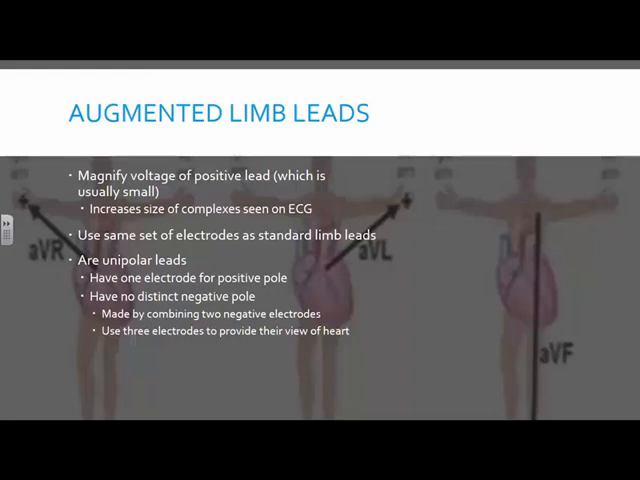Because they have a distinct negative and positive, right? They place on them, these leads are a negative and positive. Your augmented leads are considered unipolar leads. What does that mean? They have no distinct negative pole. But I thought we had to measure from negative to positive. Well, what they do is they form a collective negative. The monitor does that for us. Alright? They have one electrode for a positive pole, and then they have to form a collective negative.